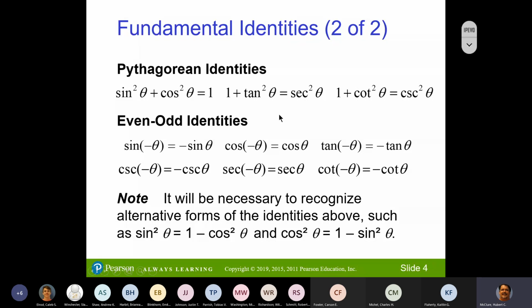Also, you can solve the Pythagorean identities for different things. If you want the cosine, well, cosine squared is equal to 1 minus sine squared. Tan squared is equal to secant squared minus 1. Cotan squared is equal to cosecant squared minus 1. So technically you have 6 identities right here.